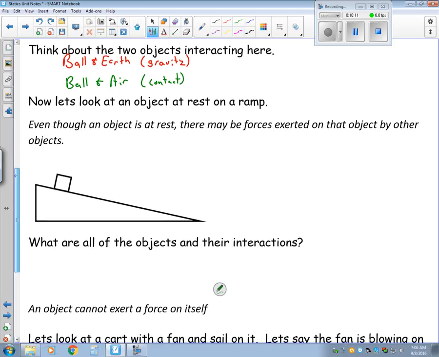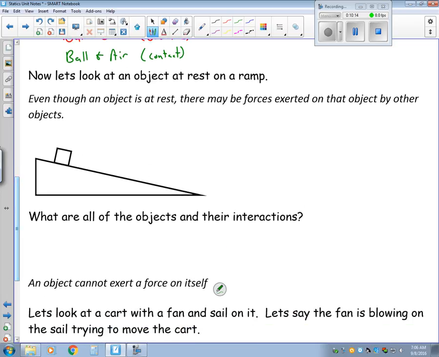Okay, now let's take a look at an object that's resting on a ramp. So, some more knowledge here. Even though an object is at rest, there may still be forces exerting on the object due to other objects. For instance, this box is still interacting with the planet, so we have a gravity force. And once again, I'm working on a force diagram here.